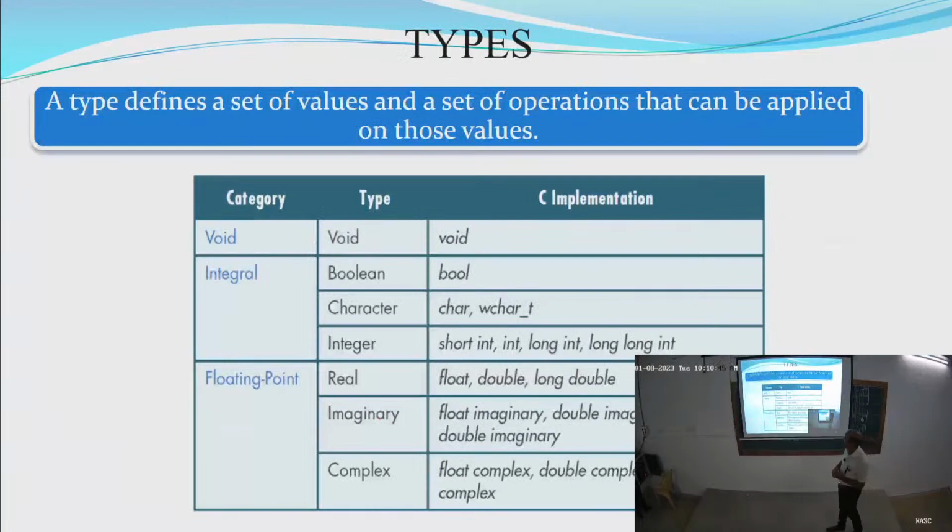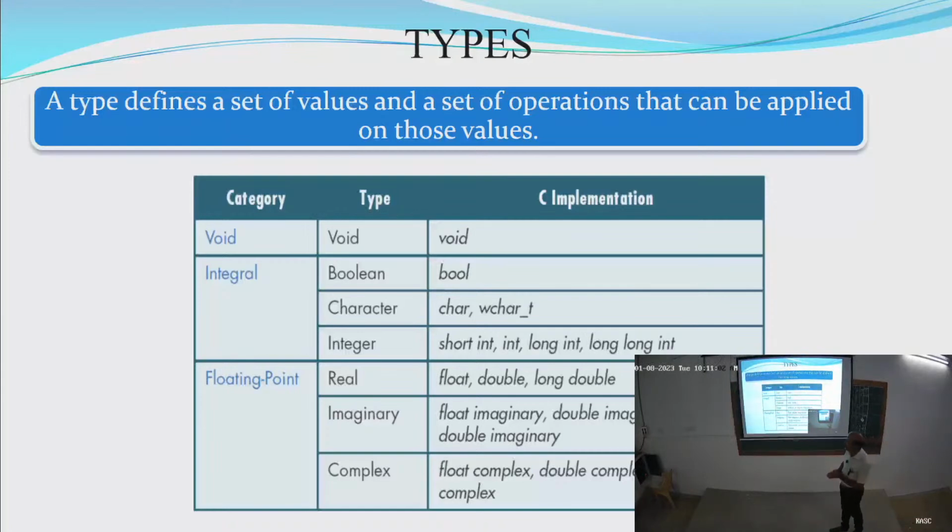Okay. Next, types. A type defines a set of values and a set of operations that can be applied on those values. The first one is void. Void means empty. The type is void. The C implementation is also void.